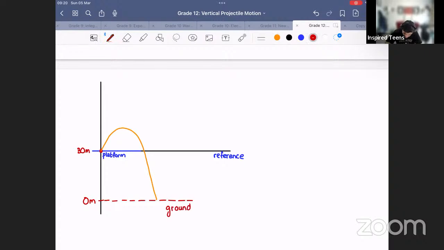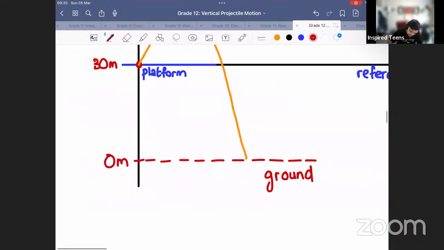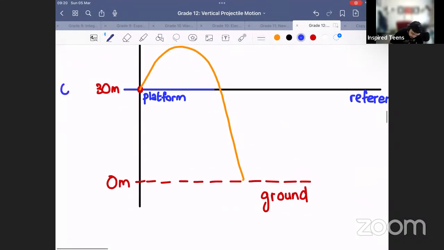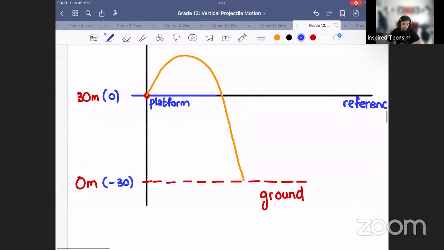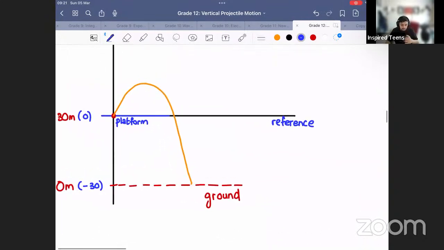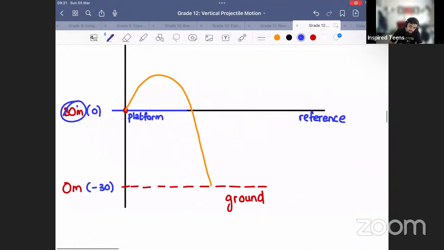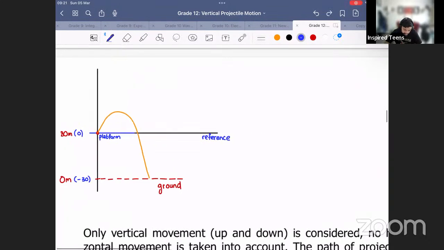Technically, this would be 0, according to the units. So maybe let's just do this and this. And then, like I said, technically this would be 0. And then this would be at -30, if we're talking about just the graph stuff. But this is obviously 30 meters above the ground. So that's what I'm mentioning in red.